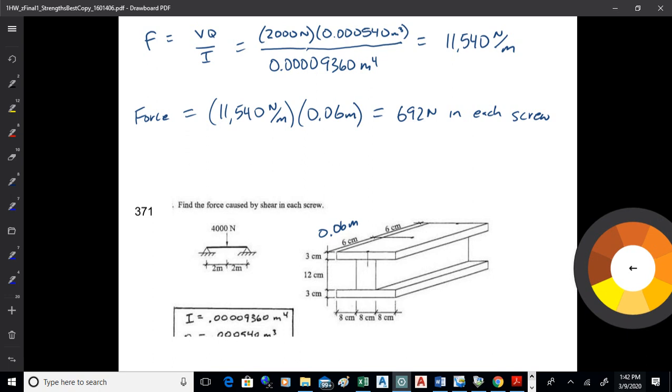So, not quite sure what that is. Maybe 150 pounds, something like that. I'm not sure. So each screw has to be able to handle that. That's the force that'll get built up because of that sliding action. Yeah, a little bit more than 150 pounds, I think.